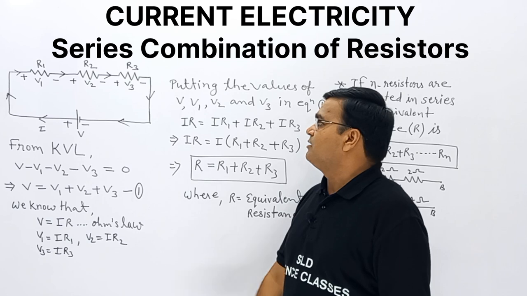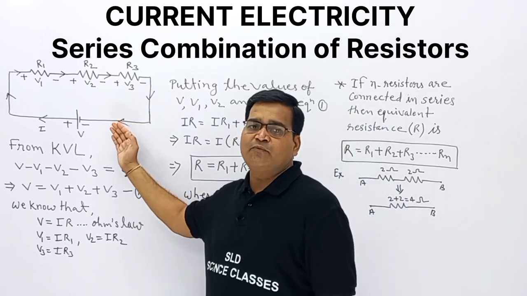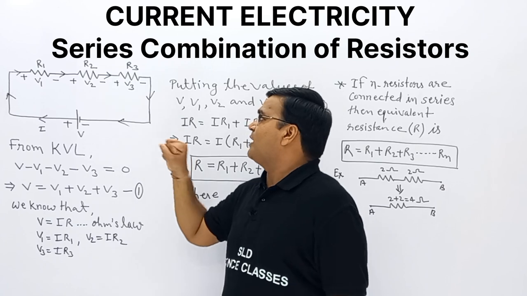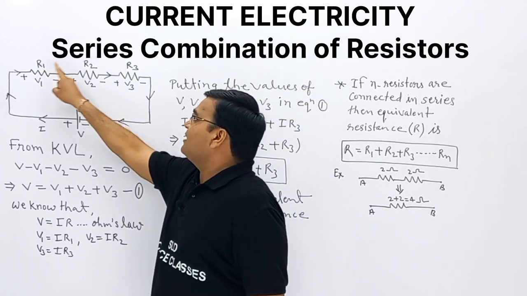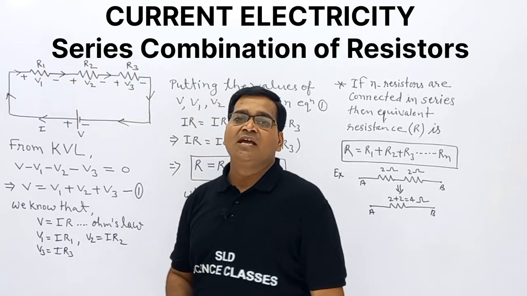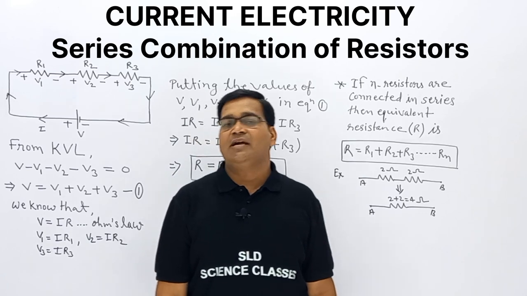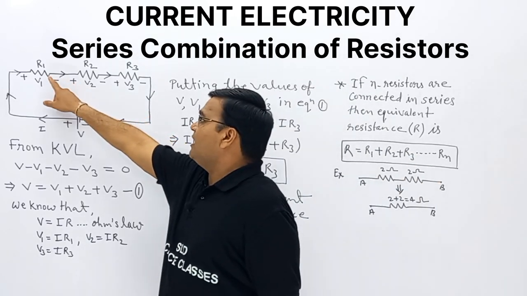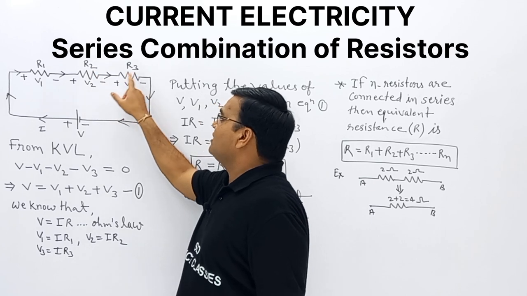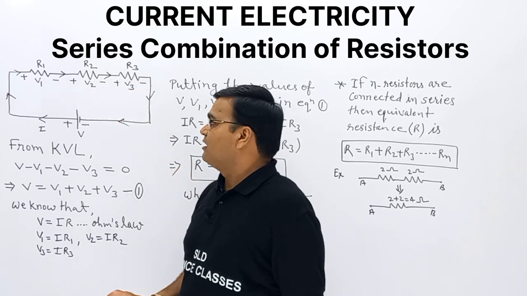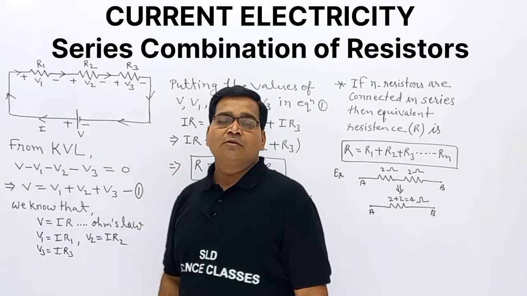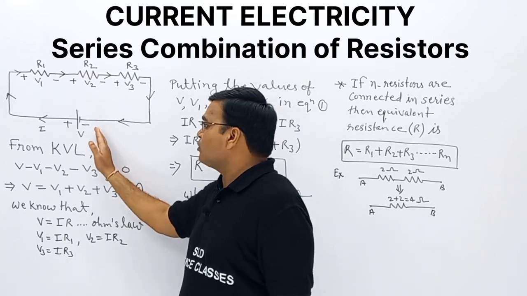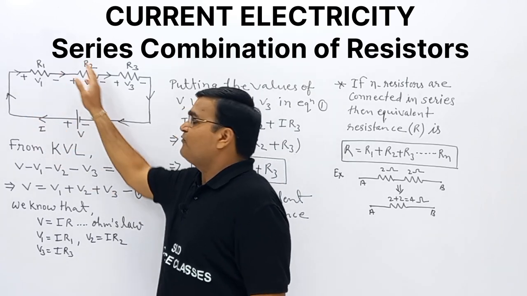In this circuit, why is it a circuit? Because it is a closed path, in which R1, R2 and R3 are three resistors connected in series. Clear? V is the voltage source, and from the source, current I is flowing.